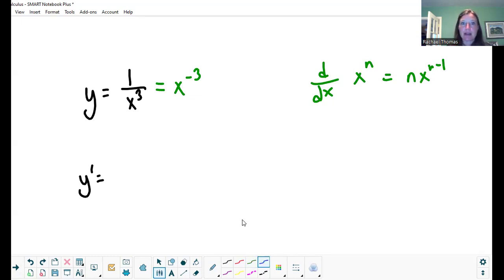Okay. So I bring my negative 3 down, and negative 3 minus 1 is negative 4. Just be really careful with negatives and fractions that you're not accidentally going the wrong way. A lot of kids would see this and say, oh, negative 3x to the negative 2. It's minus 1. It's not closer to 0. It really is minus 1.